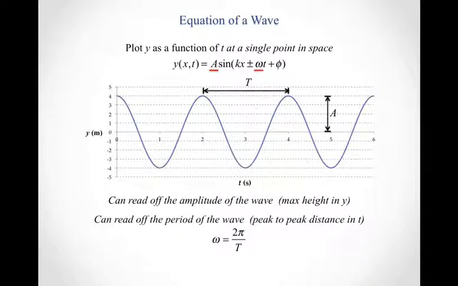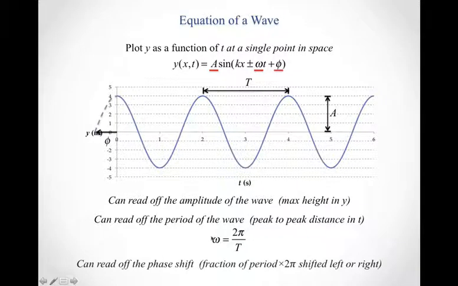Second is, well, I can't read off omega, but what I can read off is the period of the wave. So how long does it take for the wave to start to repeat? In the same way that I could read the wavelength in my position plot, how far does the wave travel before it starts to repeat? In my time plot, I can read off the period. How long does it take before the wave starts to repeat? And then once I know the period, 2 pi over the period gives me the angular frequency. So again, I can read off T and calculate omega.